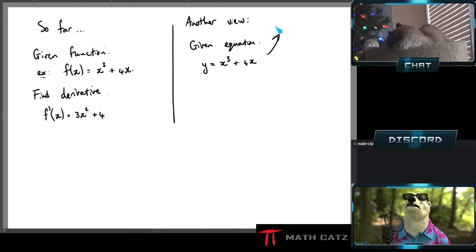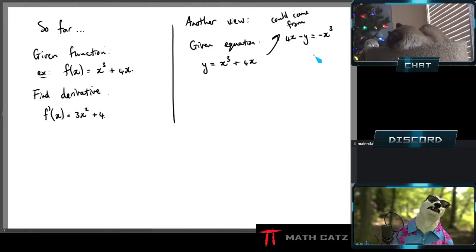I could shuffle this, right? This could come from something a little bit more complicated, I guess. I could say 4x minus y equals negative x cubed. That's the same equation, right? It's just shuffled around a little bit to make it look scary. It's the same thing. And by solving for y, it just looks a little nicer, and I can then identify it as a function. But it doesn't have to be.